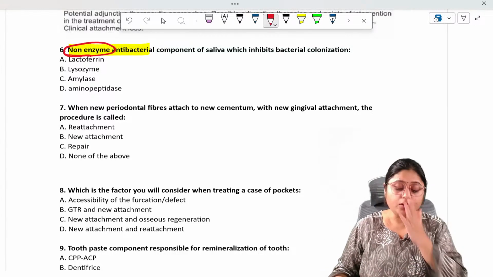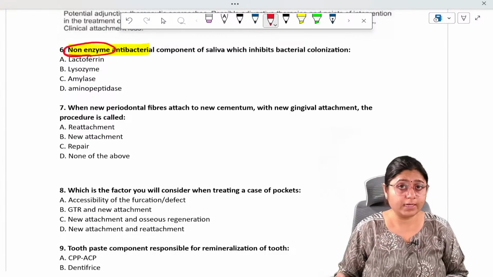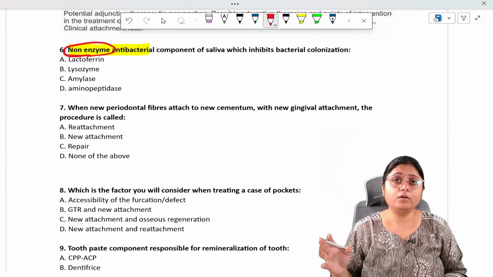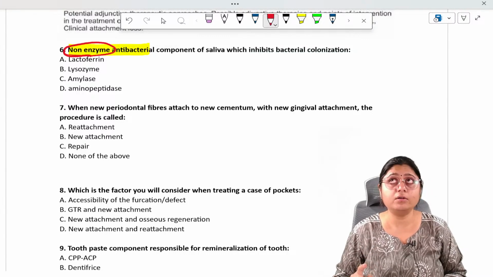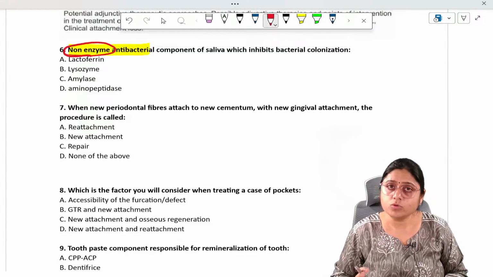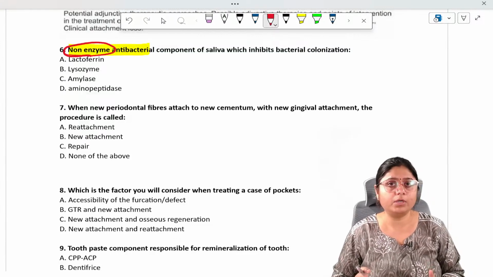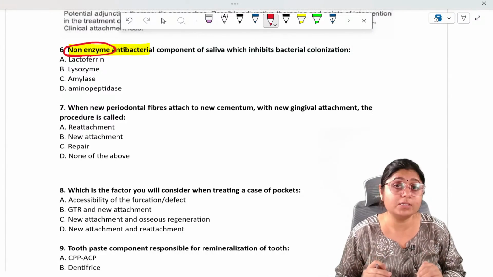We have discussed the composition of saliva very nicely. Saliva is very important, guys. I think every alternate year they ask one question from saliva. So just go back to your saliva chapter and read the composition. Don't read anything else, but the composition is very important.